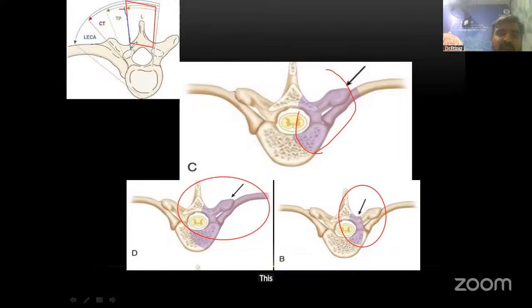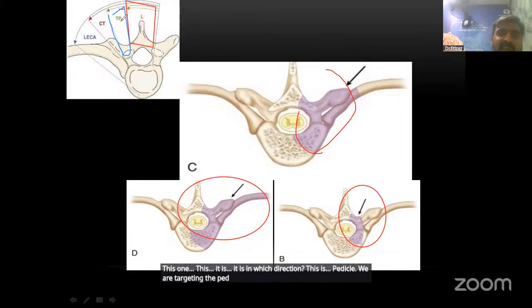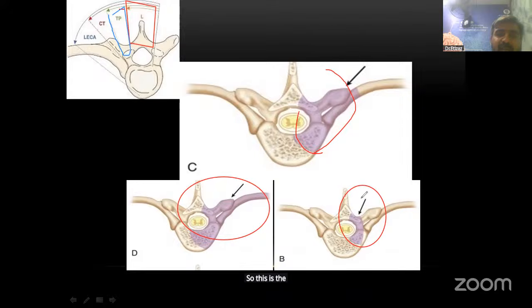This one, it is in which direction? This is the pedicle. We are targeting the pedicle. That is called the transpedicular approach. So this is the transpedicular approach. We are targeting the pedicle, then entering the vertebral body.